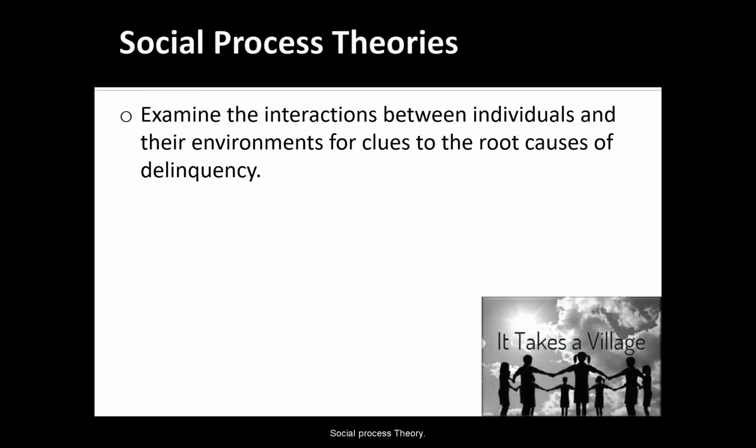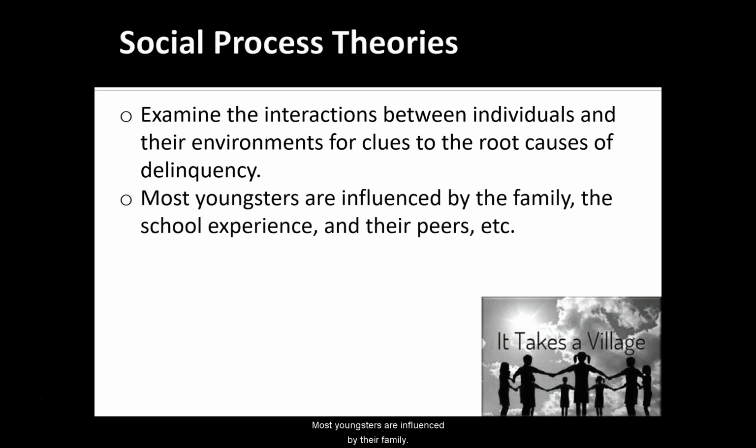So social process theories. We examine the interactions between individuals and their environments for clues of the root causes of delinquency. And as I put that picture down at the bottom, I found it interesting. It takes a village. And we've all heard that quote. But in social process theories, we look not so much at the individual, but at the influences around them.